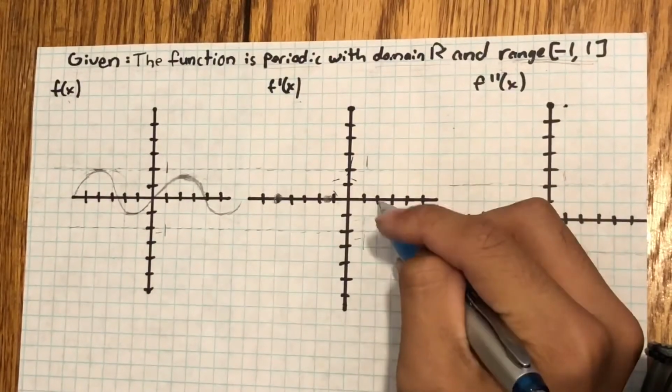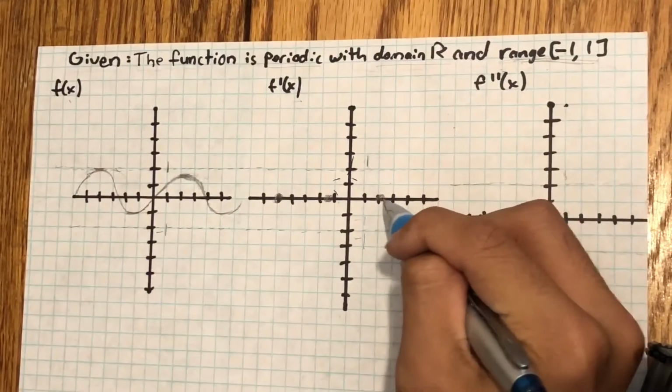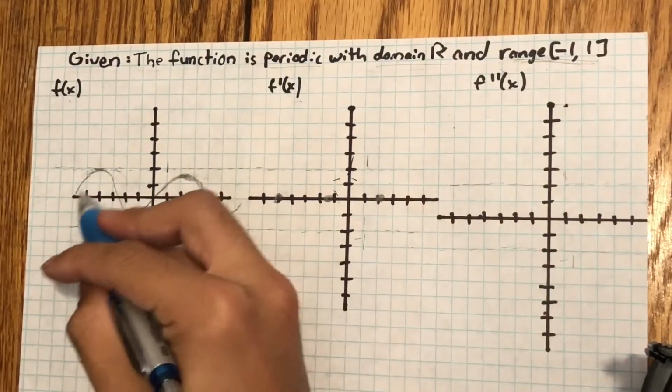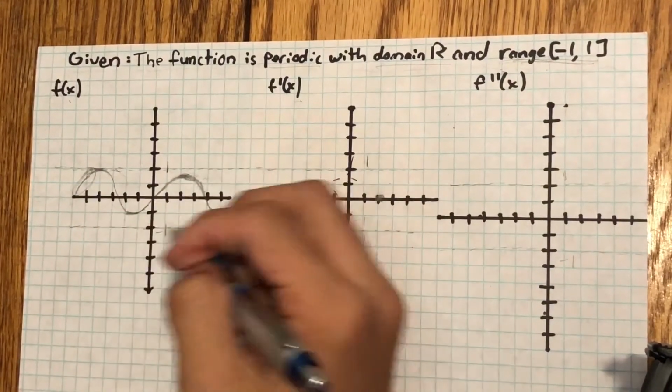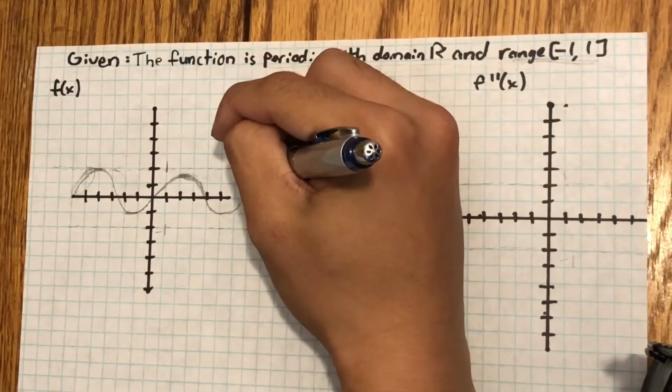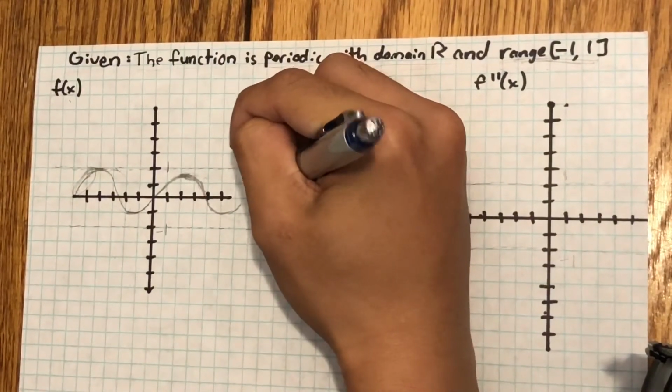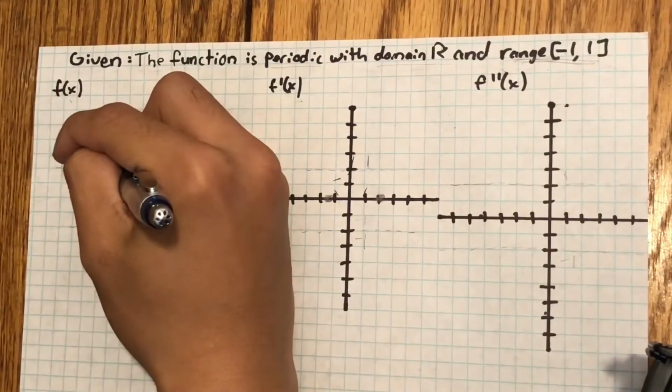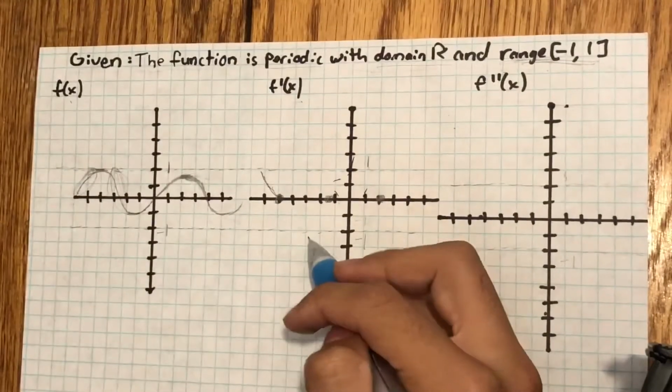So we know that in f of x, when the slope is increasing, then the graph will be above the x-axis in f prime of x. And when the slope in f of x is decreasing, then we know that the graph in f prime of x will be below the x-axis. So let's graph that right now.